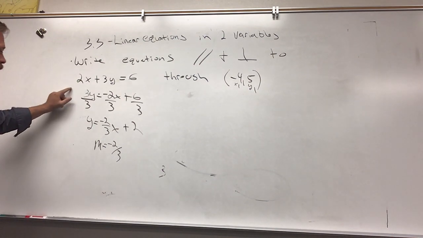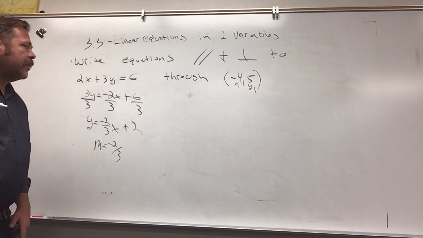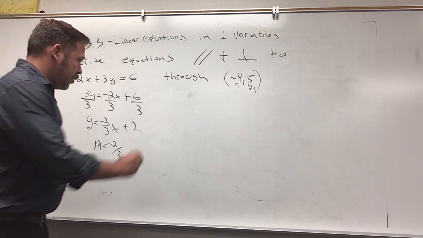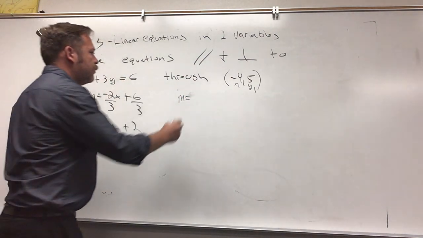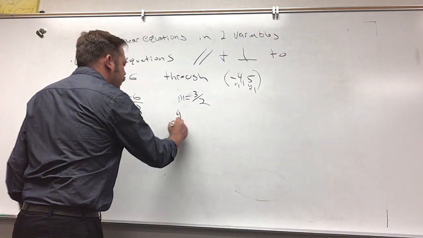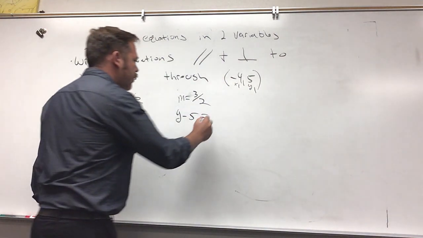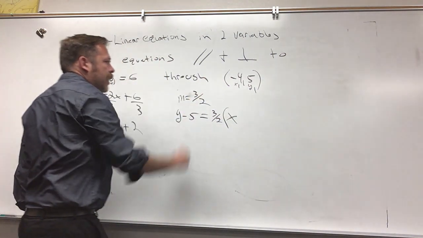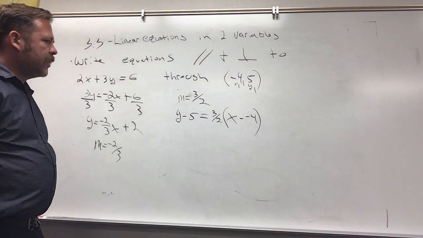Well, we found the slope of this line already. The slope of this line is negative 2/3. So what are we going to use for m for the perpendicular line? The opposite reciprocal. So m that we're going to use is going to be positive 3/2. Right? So now we'll have y minus 5 equals 3/2 times x minus x1, minus negative 4. I think you'll like this one a little more because the fractions are going to be a little easier to work with.